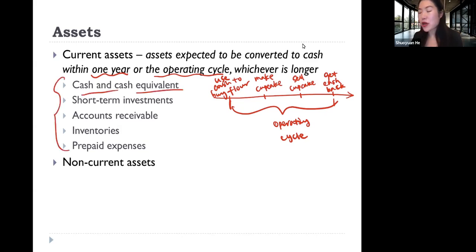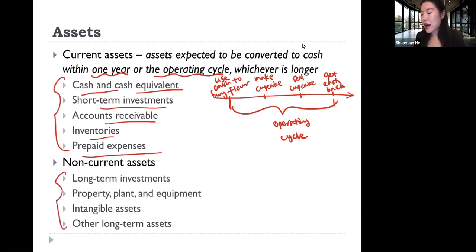The specific assets that can usually be converted to cash within 1 year or one operating cycle include cash and cash equivalents, which is the most liquid asset the firm has, short-term investments, accounts receivable, inventories, and prepaid expenses. Those are usually the most liquid assets of the firm, expected to be converted to cash within 1 year or one operating cycle, and are usually classified as current assets. For non-current assets, we usually have long-term investments, PP&E, intangibles, and other long-term assets. So those are some typical asset items.